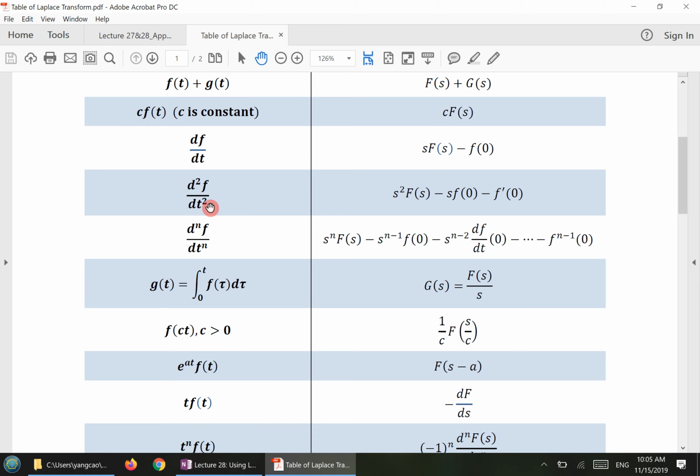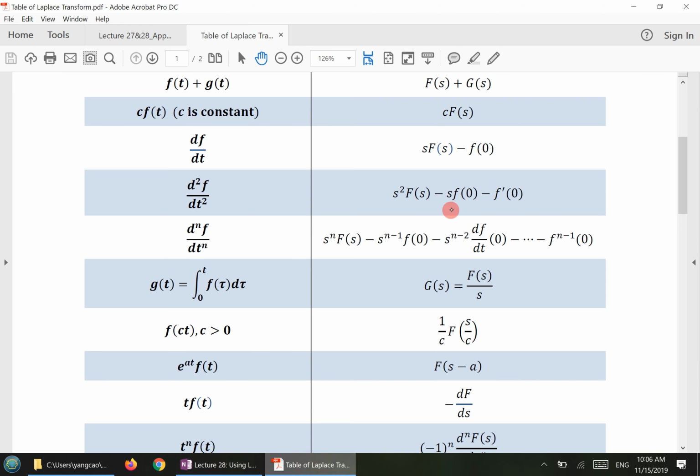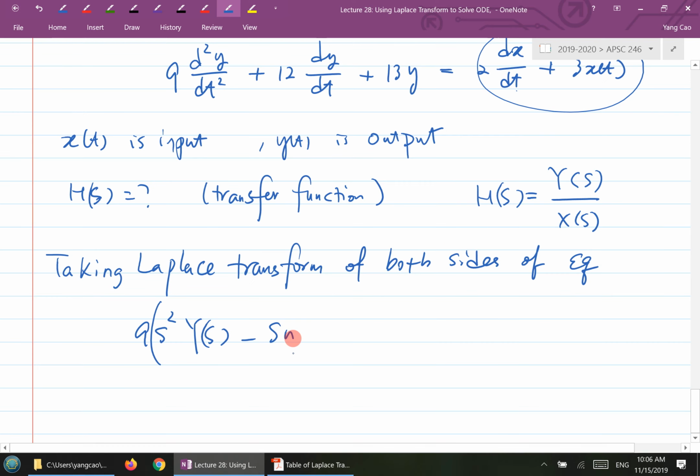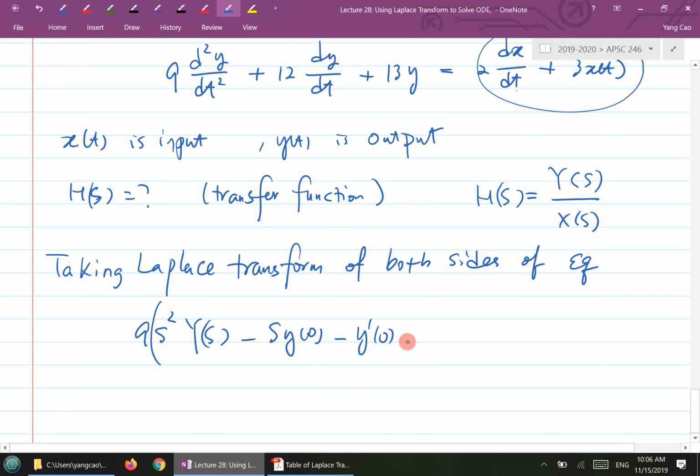This is the table. When you have a second order derivative, its Laplace transform is this one. So basically we get 9 times s squared Y(s), and then according to the table here, you have s y(0) minus y'(0). And similarly for the second term, you get s Y(s) and then minus y(0), right?